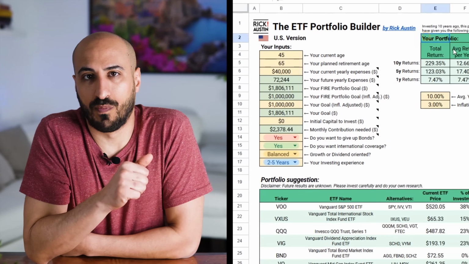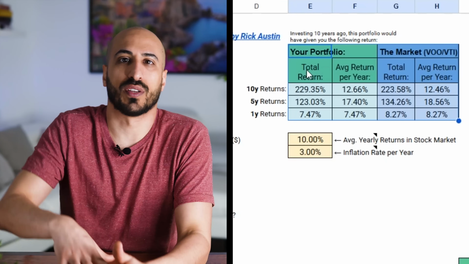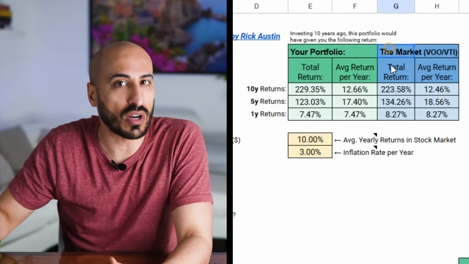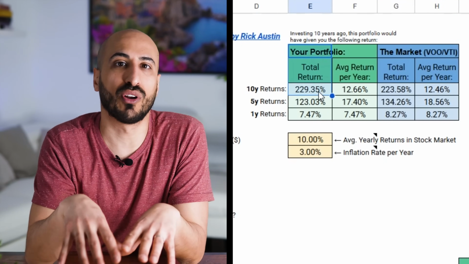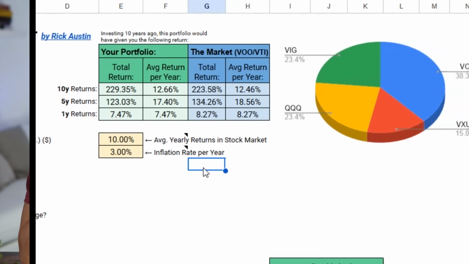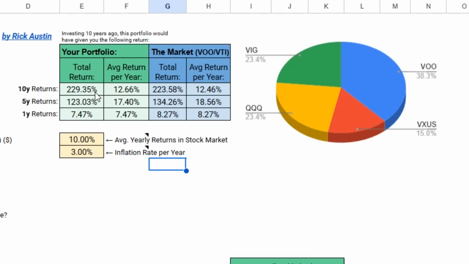Now, I want to quickly show you two really interesting functions of this tool. The first is this table here that compares the performance of the last 10 years of the total stock market with the performance of the portfolio that you set up answering the questions. So for example, in the current configuration, our complex portfolio that you see here would have returned a total of 229.35% in the last 10 years, which is equal to 12.66% per year. This is a little bit better than what you'd have achieved by just investing in the S&P 500. That would have given you a 223.58% return, equal to 12.46% per year.